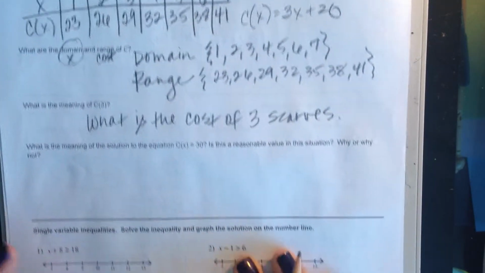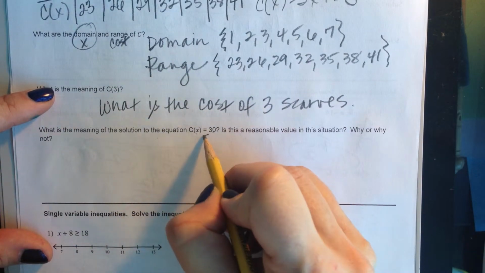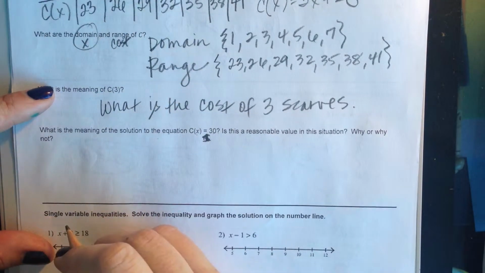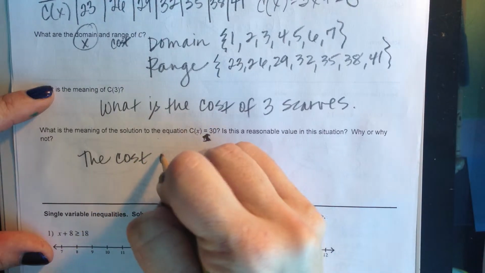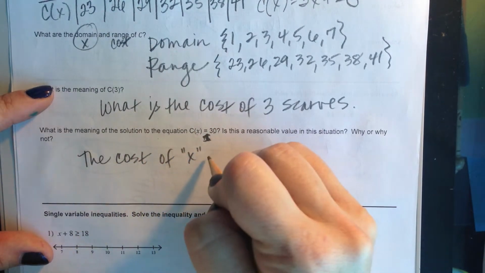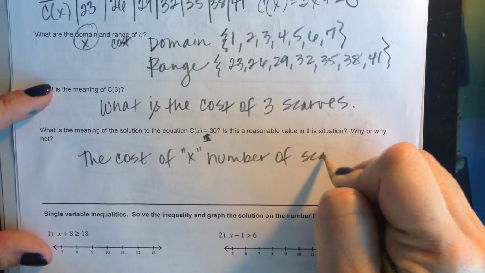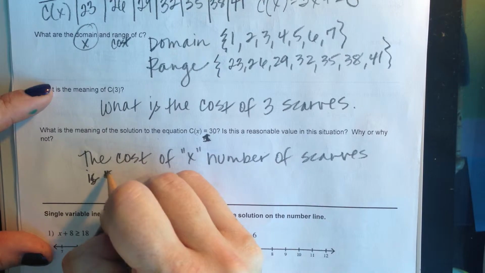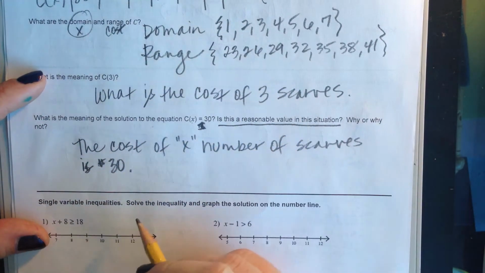What is the meaning of the solution to the equation C of X equals 30? Well, first of all, I got to look at this like 30 is a dollar amount. The cost of X number of scarves is $30.